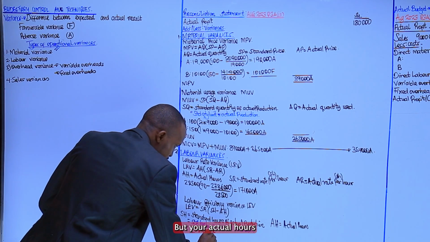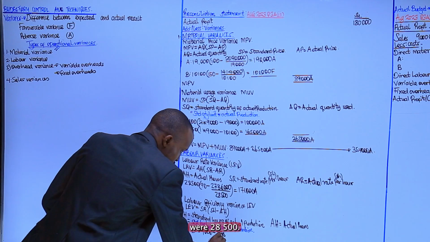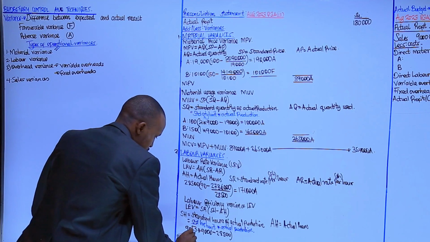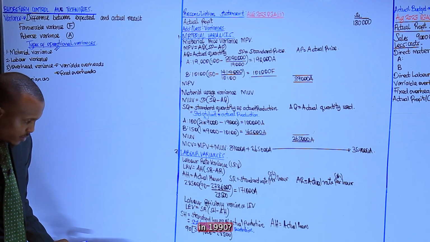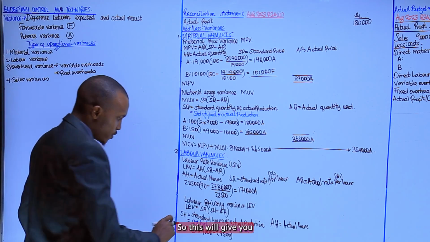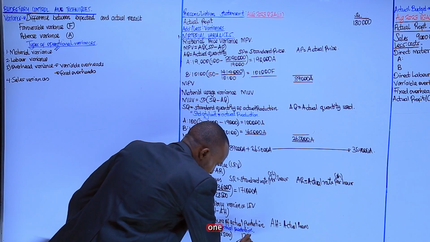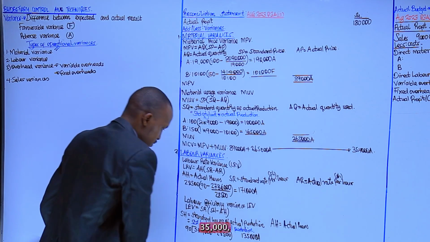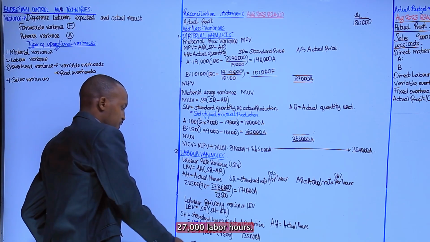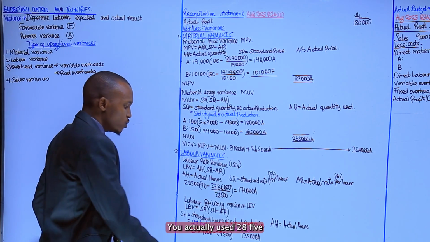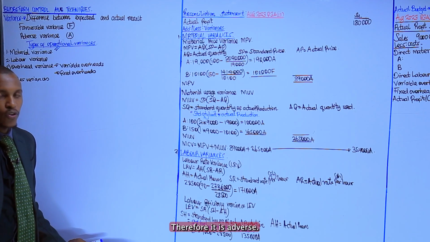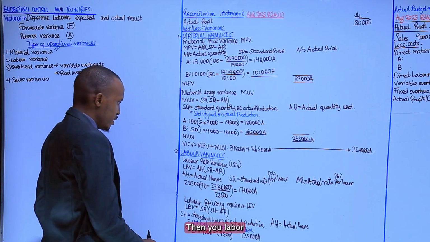But your actual hours were 28,500. Your standard rate per hour was 90. So this will give you 135,000, which is adverse. You had budgeted to use 27,000 labor hours. You actually used 28,500 and you still produced the same 9,000 units. Therefore, it is adverse.